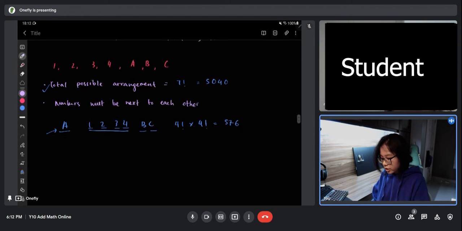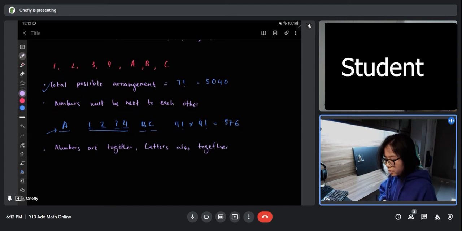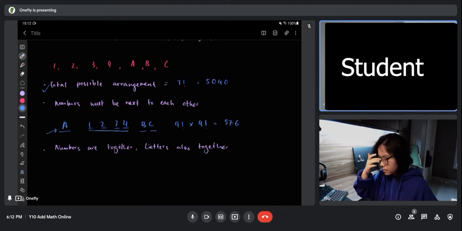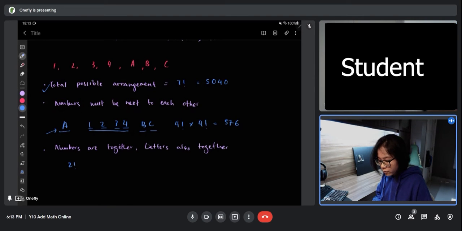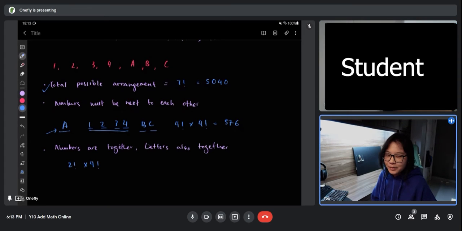Now, here's another condition. The numbers are together, and the letters are also together. What is the total possible arrangement of this condition? 3 factorial times 4 factorial, times 4 factorial. No. Okay, look at it.